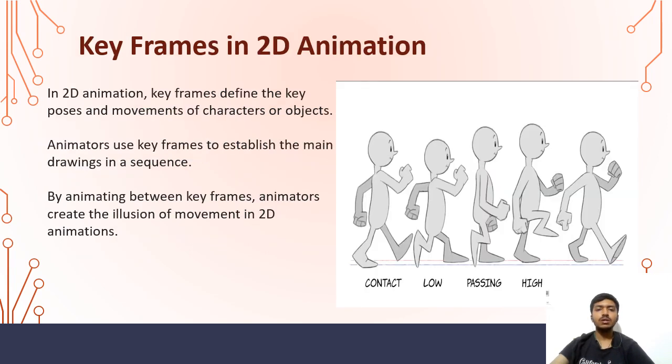In this slide, let's talk about the keyframes that are used in 2D animation. In 2D animation, keyframes define the key poses and the movements of the characters or objects. Animators use keyframes to establish the main drawings in any sequence. By animating between keyframes, animators can create the illusion of movement in a 2D environment.